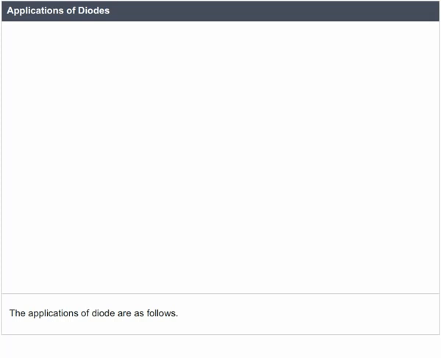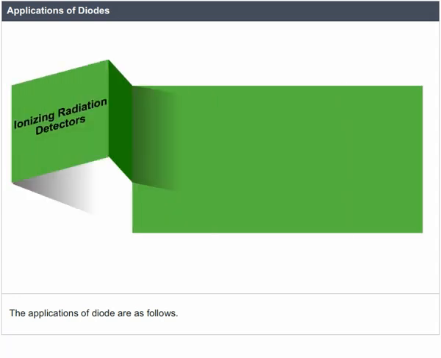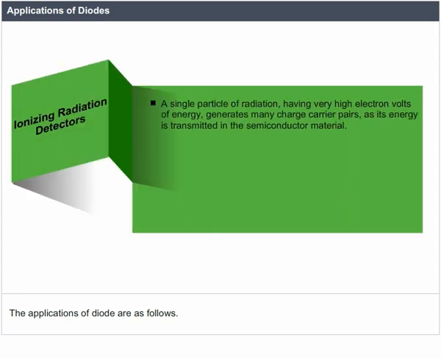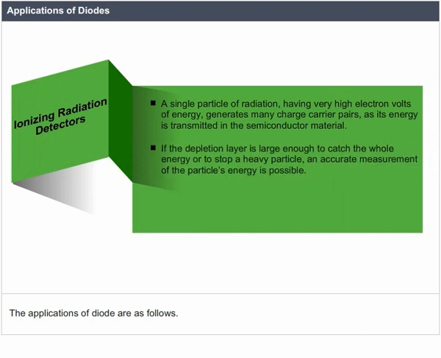Applications of diodes. The applications of diodes are as follows. Ionizing radiation detectors. A single particle of radiation having very high electron volts of energy generates many charge carrier pairs as its energy is transmitted in the semiconductor material. If the depletion layer is large enough to catch the whole energy or to stop a heavy particle, an accurate measurement of the particle's energy is possible.